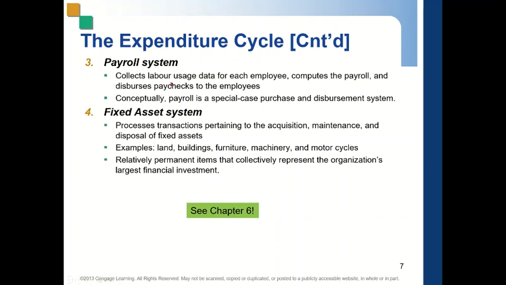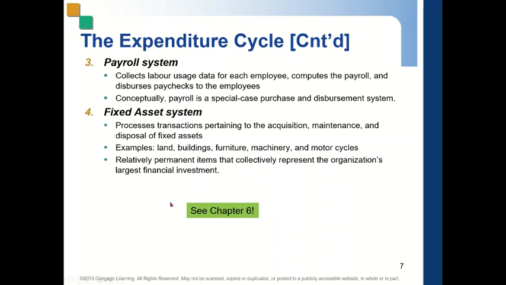And when we say fixed assets, of course, we are talking about relatively permanent items that collectively represent the firm's largest financial investment. And we're thinking about things like land and buildings and furniture and machinery and motorcycles. So we need to account for all of these things. And these two then will be covered in detail in Chapter 6.